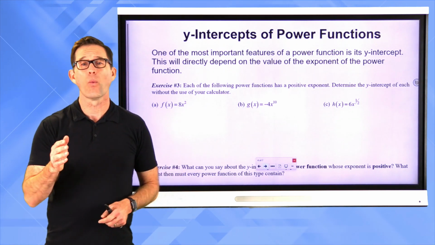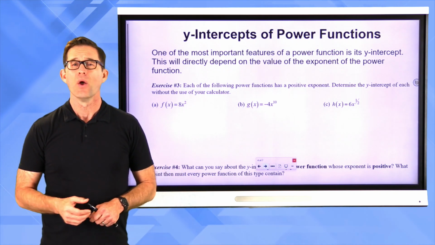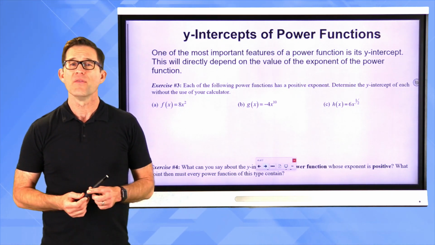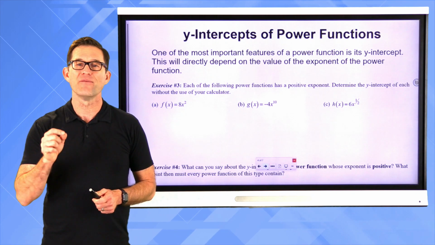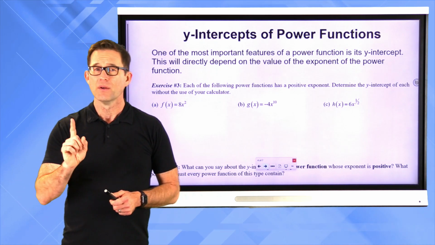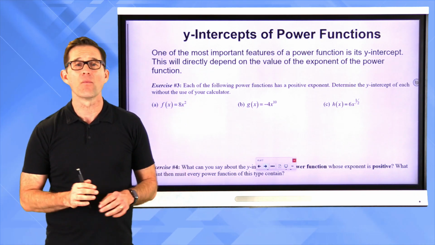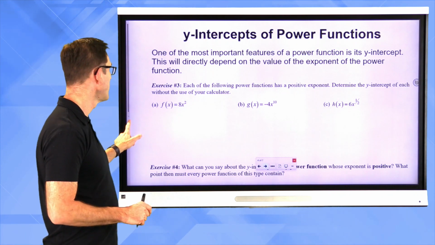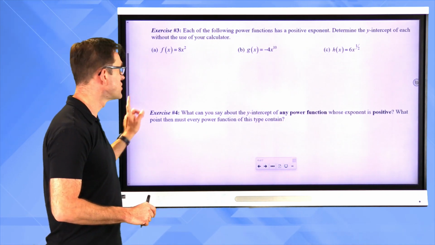So now let's talk about the y-intercepts of power functions. One of the most important features of a power function is its y-intercept. This will directly depend on the value of the exponent of the power function, all right? So the y-intercept is going to depend on what the power actually is, the exponent in our power function. So let's take a look at exercise number 3.